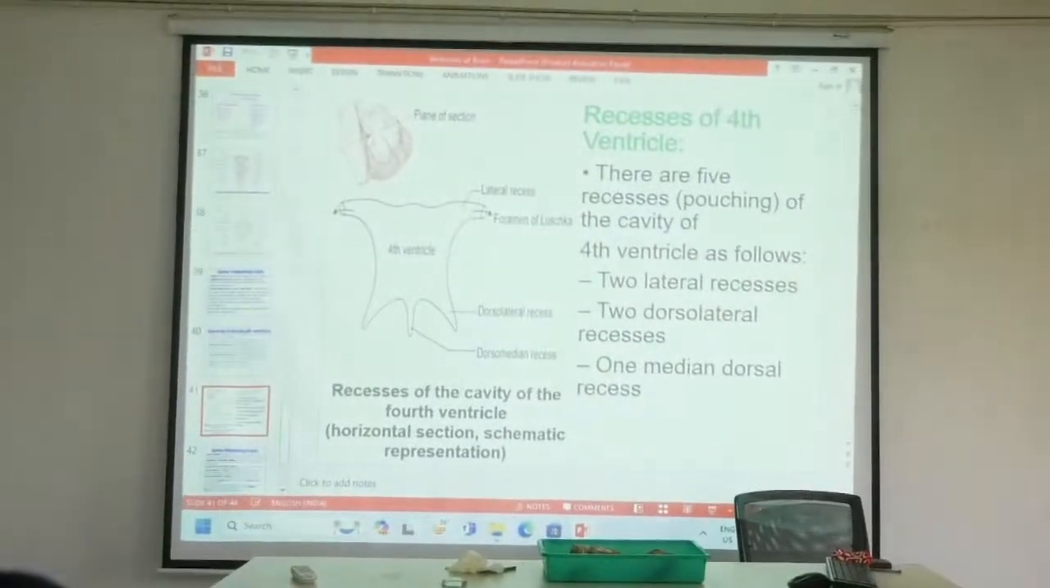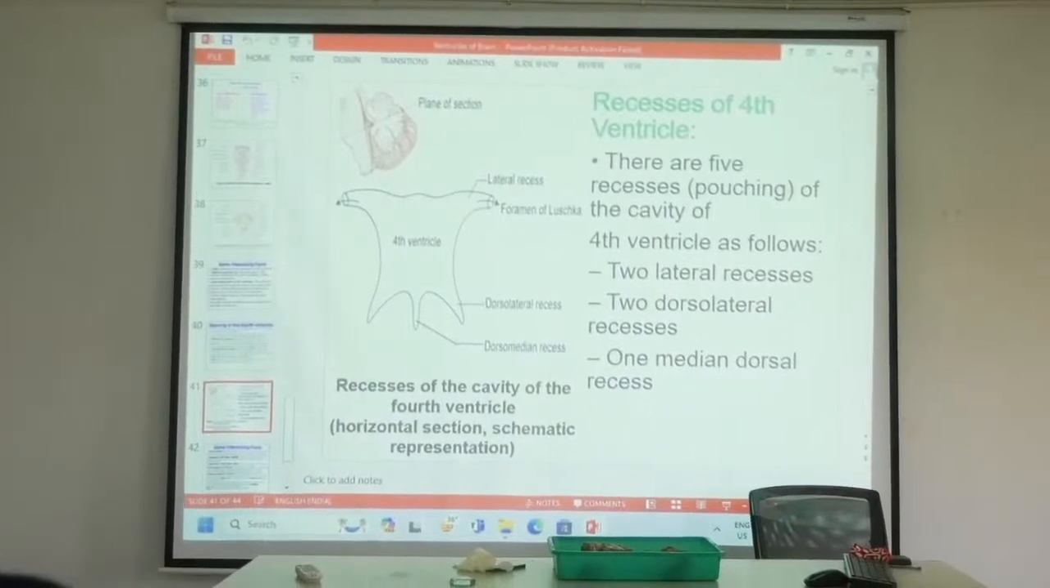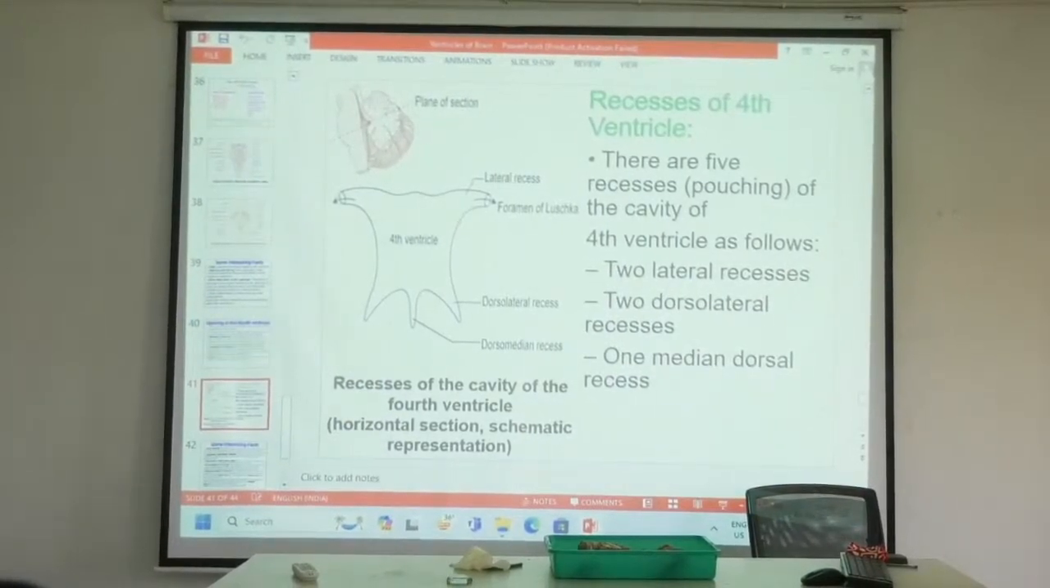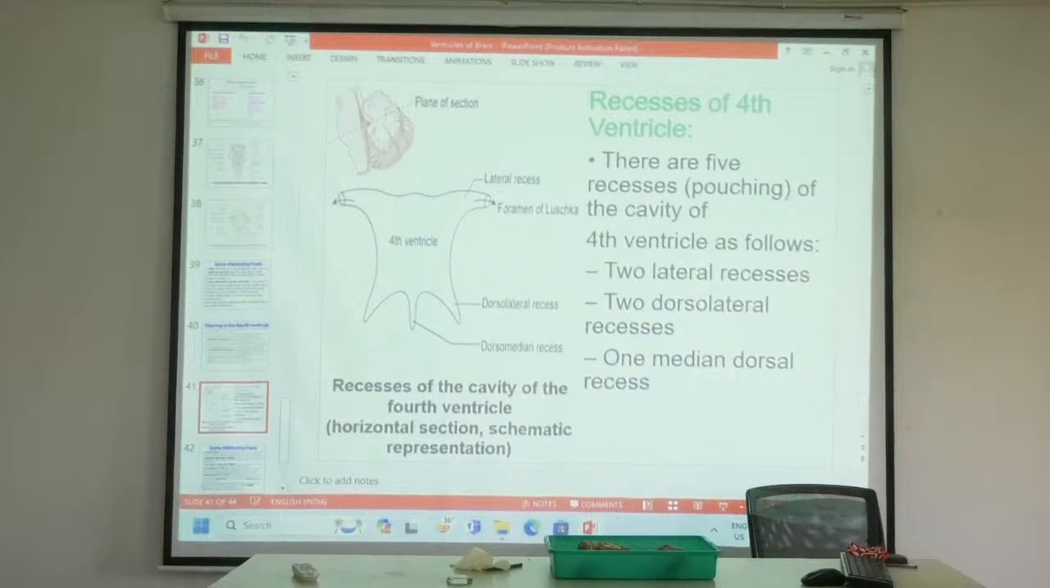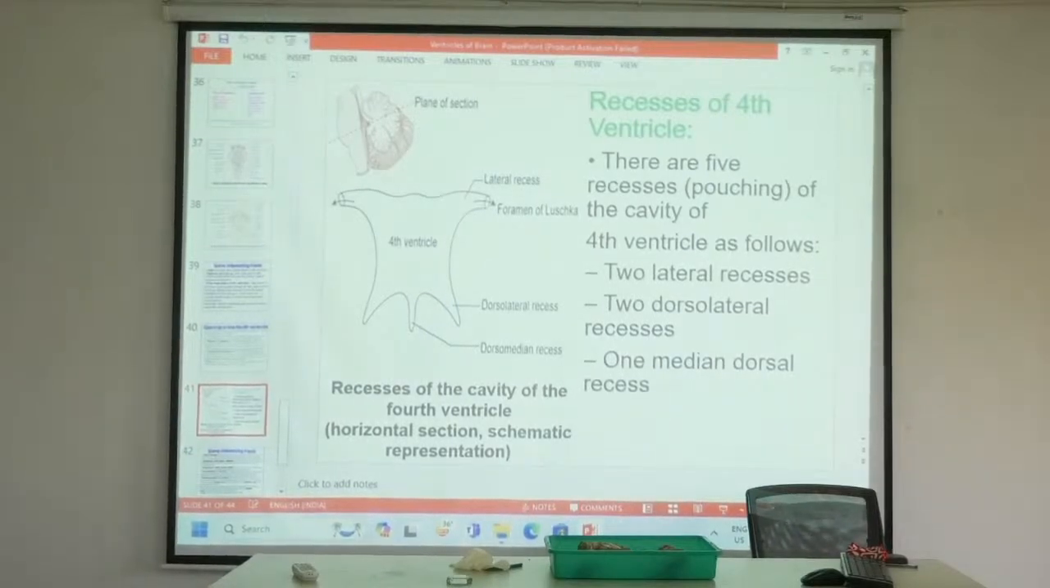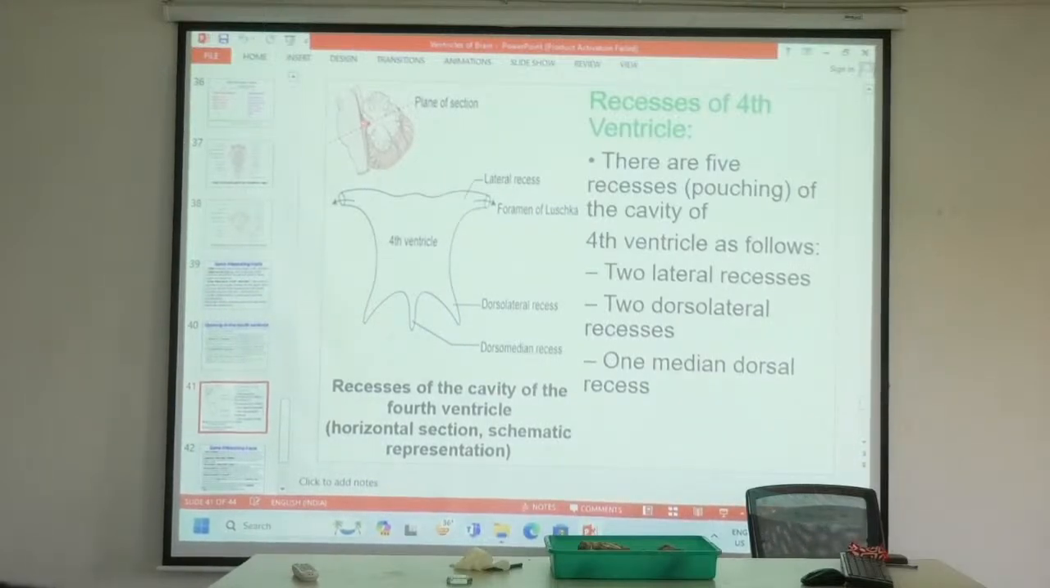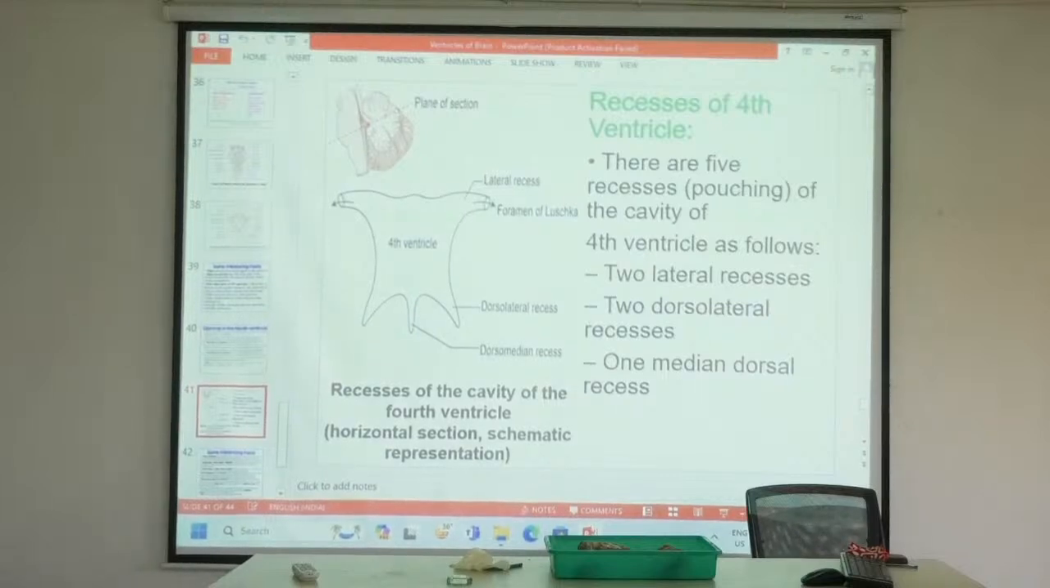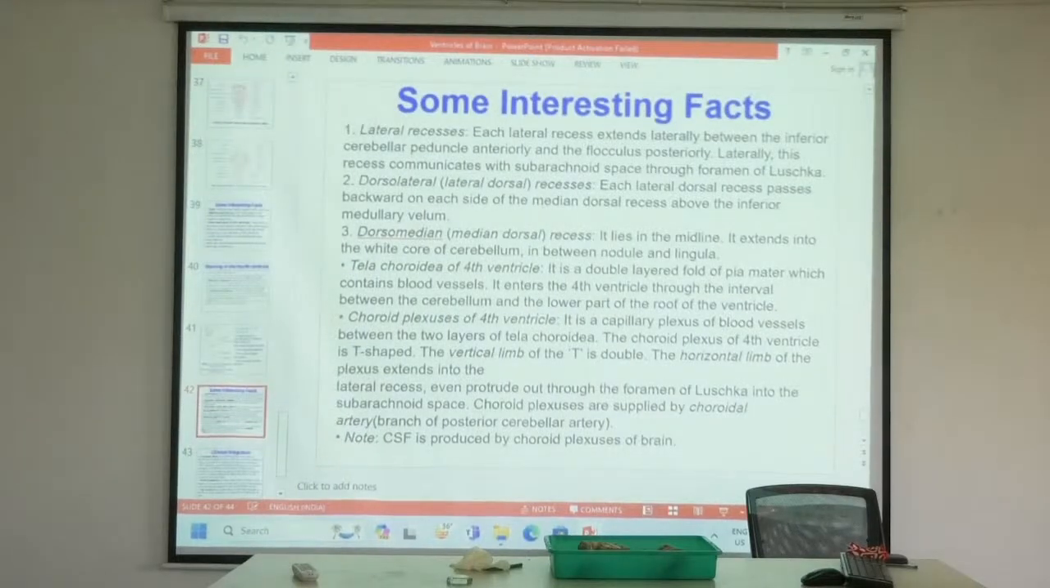Next are the recesses of the fourth ventricle. This is the schematic diagram of the fourth ventricle. On the 2 sides, these are the lateral recesses where the foramen of Luschka is present. Here is the dorsomedian recess, and these are the dorsolateral recesses. The dorsomedian recess extends into the cerebellum. So there are 5 recesses or pouchings of the cavity of the fourth ventricle: 2 lateral recesses, 2 dorsolateral recesses, and 1 median dorsal recess. We'll discuss the recesses in detail.